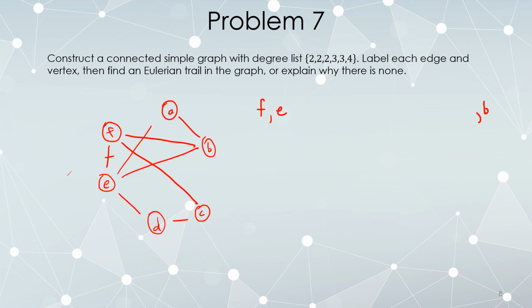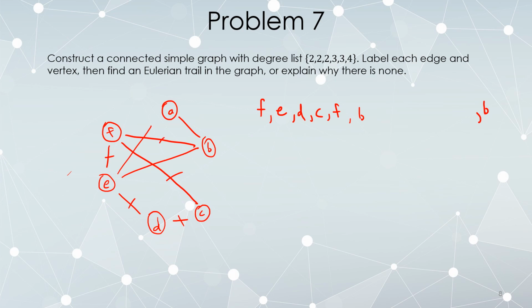We're now at E. Let's go to D. We've used that. Our only choice now is to go to C, and we've used that. Our only choice now is to go back to F, and we've used that. So we're back at F, but we've already used this edge and this edge, so our only choice is to go to B.